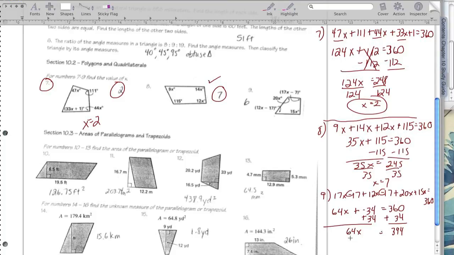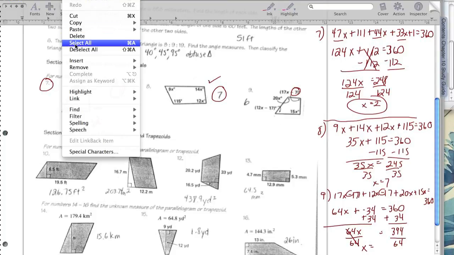So 64x equals 394. I'm going to divide both sides by 64 because the inverse of multiplying is to divide. X then equals... uh-oh, not what I got. So 17x minus 7 plus 12x minus 17 plus 20x plus 15. I add my 17 plus 12 plus 20 plus 15. 64x negative, oh, that was a 7. That's why. This is a minus 7. Okay. We'll try that one again.